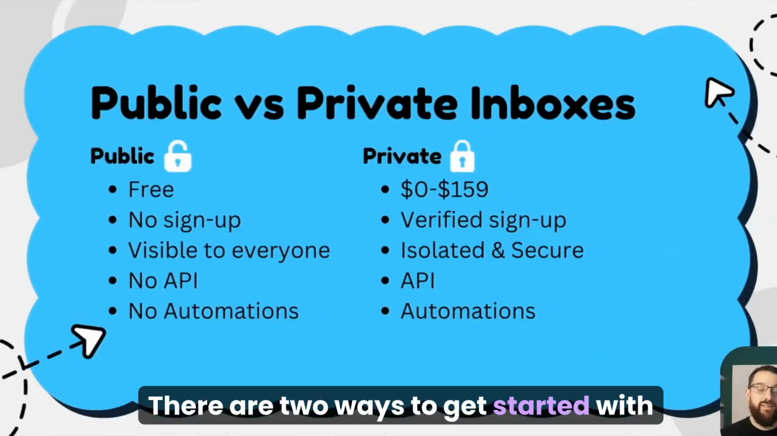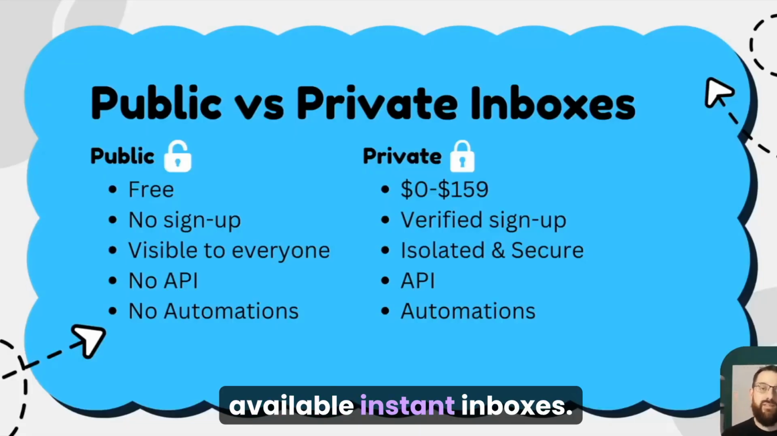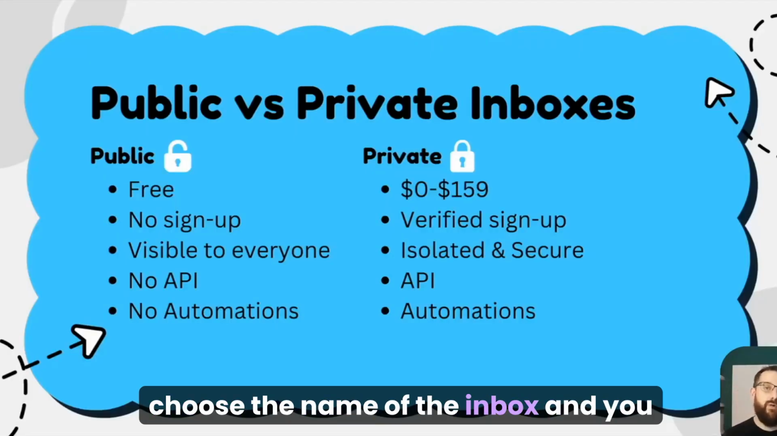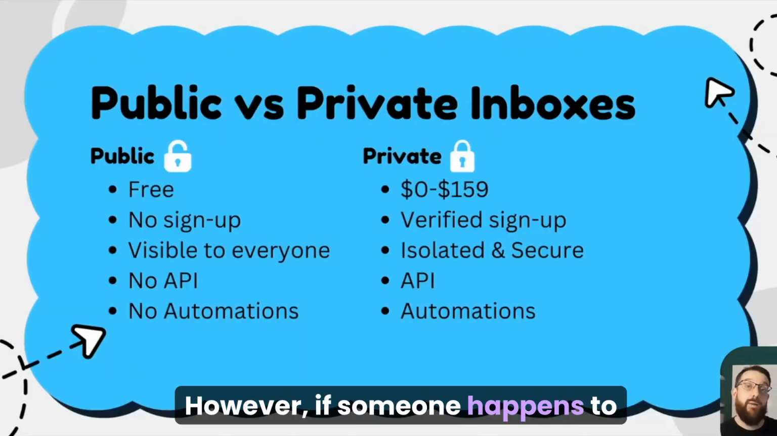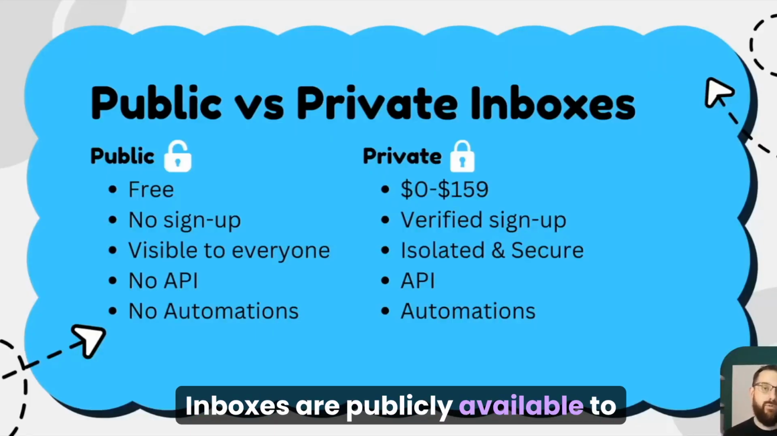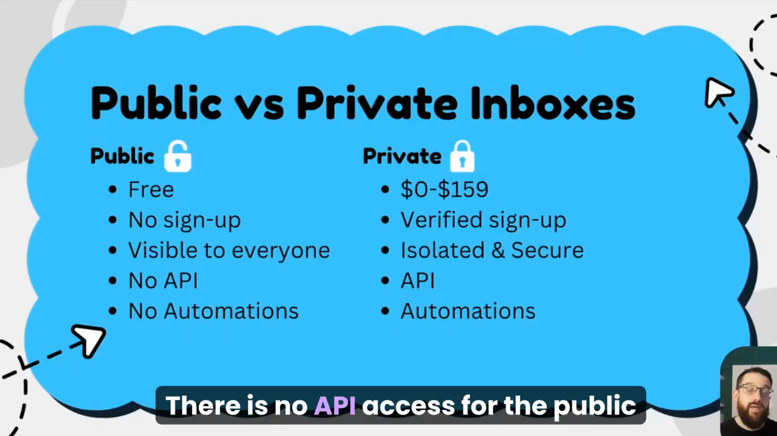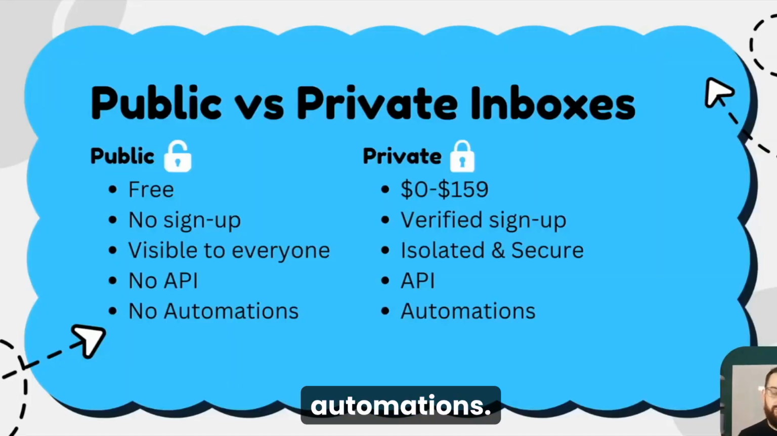There are two ways to get started with Mailinator. Number one is to use the publicly available instant inboxes. There's no sign up required, simply choose the name of the inbox and you can use that as part of your testing. However, if someone happens to choose the same name as you, they can also access that same inbox. Inboxes are publicly available to anyone who enters the same name. There is no API access for the public inboxes, and also there's no automations.